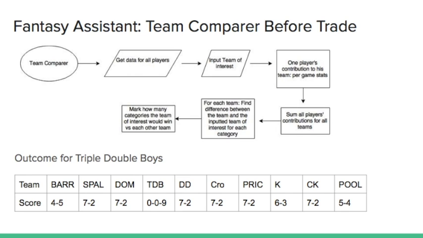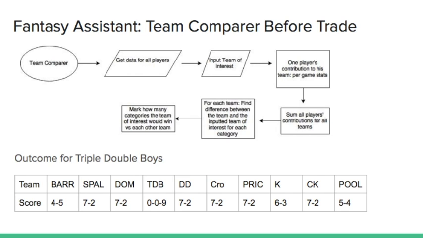Obviously, this is most often going to be your team because you're interested in seeing how your team would be affected by the trade. Next is that one player's contribution to his team is going to be his per game stats. Note that it's not his per game stats times the number of games he'll be playing that week, because we want to take the variation kind of out of play here. We want to say just in general, how does my team compare to another team, not how does my team compare to another team this week.